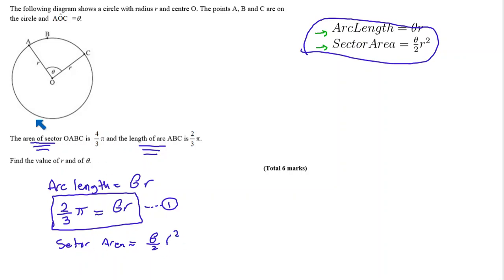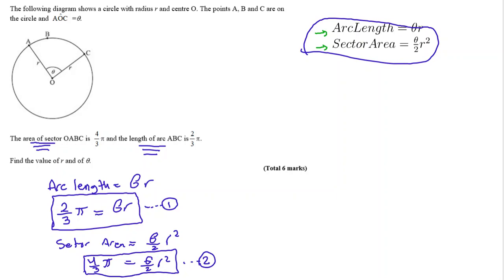Is the sector area given? Ask yourself, yes, it's given. It's 4 over 3 pi. Again, I'm playing the puzzle. I'm removing the sector area and putting 4 over 3 pi as given from the question, equal to theta over 2 r squared. Now I will put this in a box. So now I have two simple equations that we can solve simultaneously.